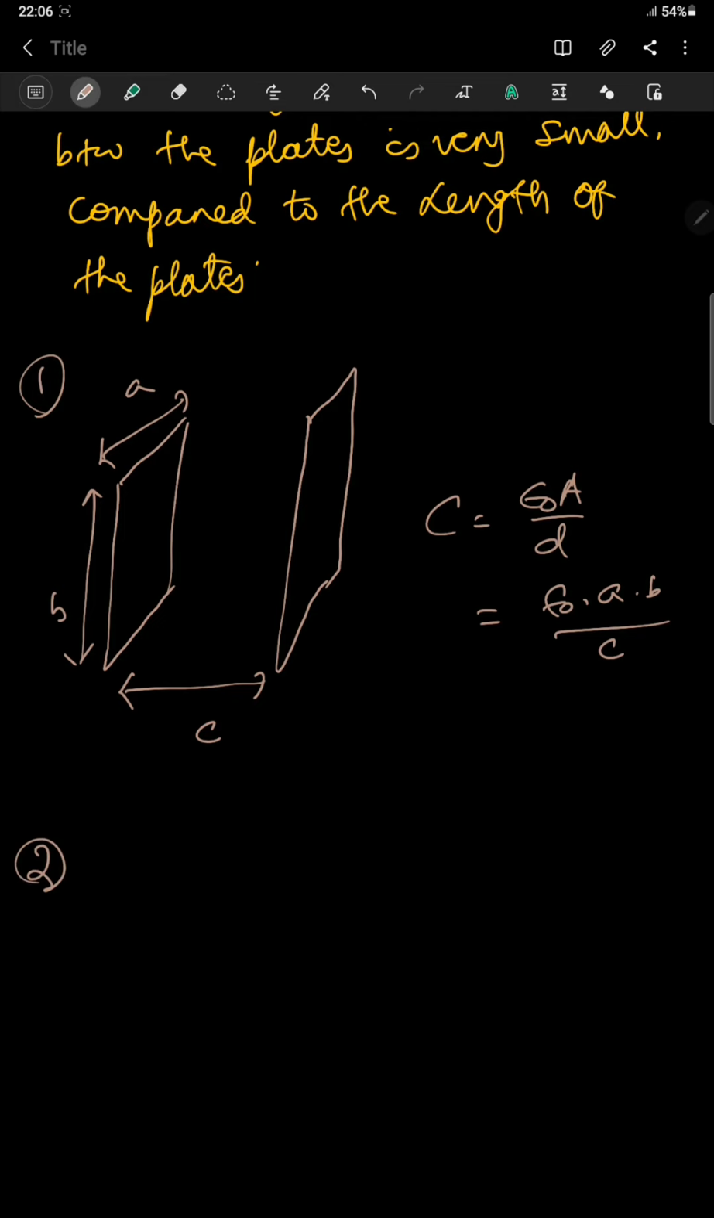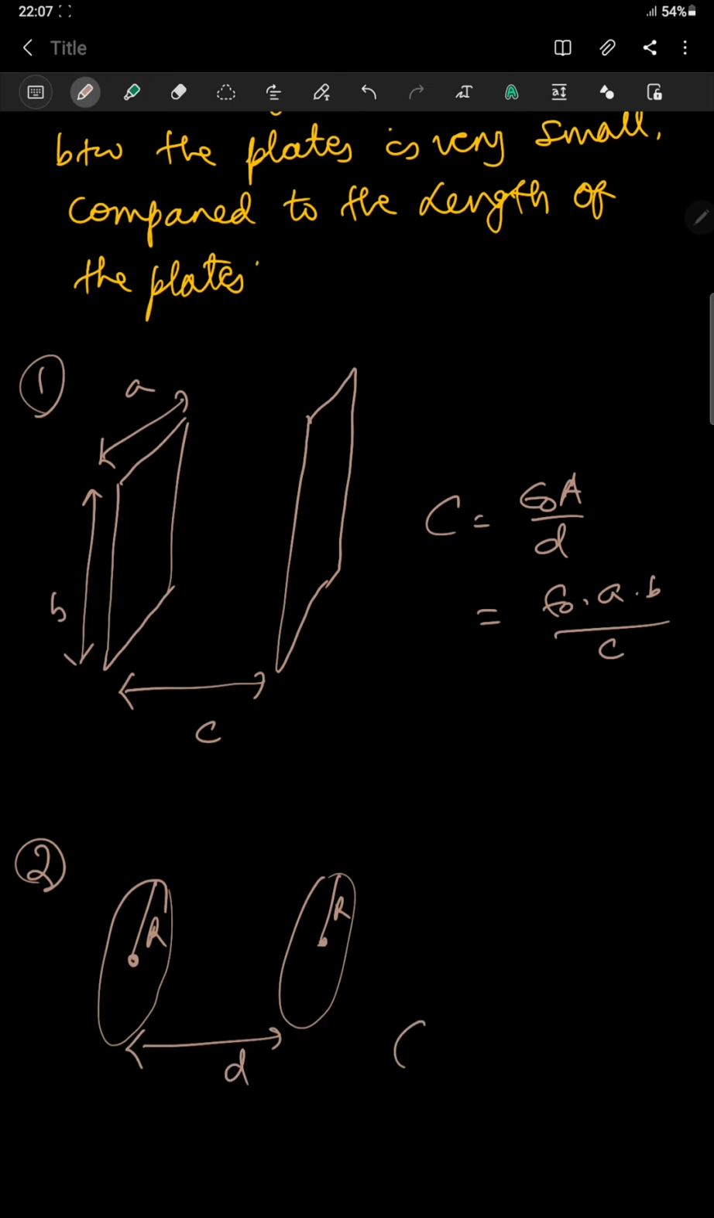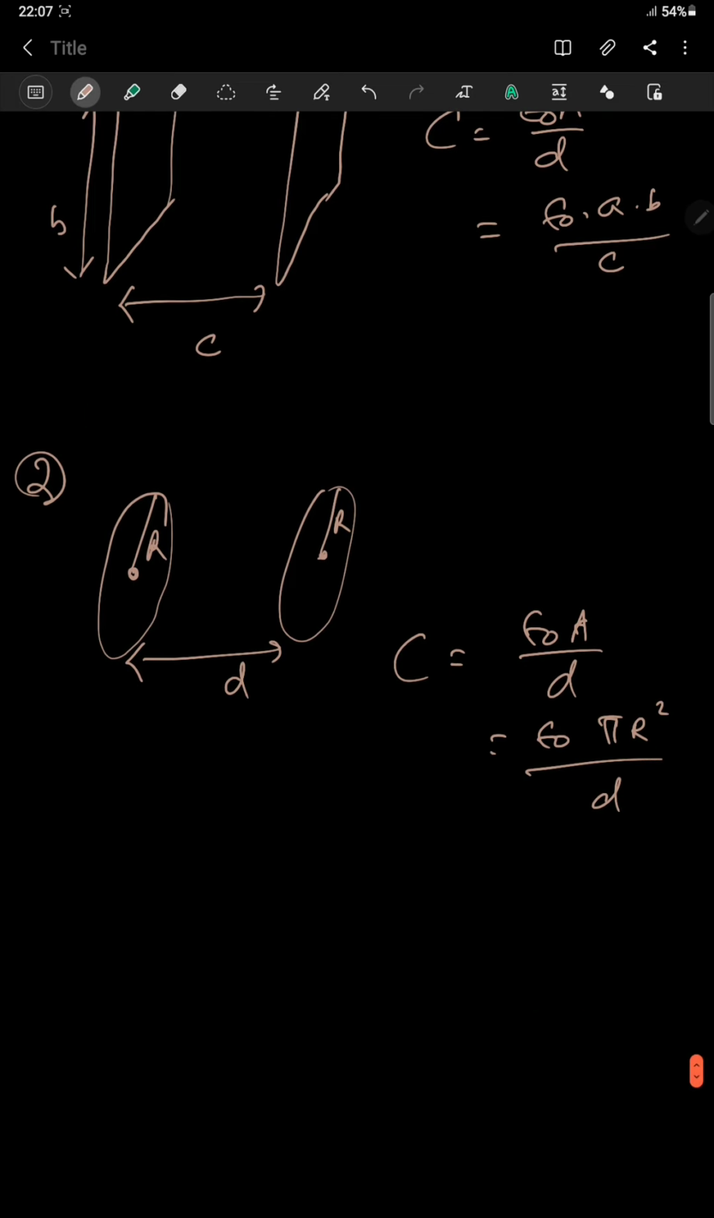The second common question is, suppose I have got two circular plates of radius r. The distance between them is d. Then what will be the capacitance? Epsilon naught A by D. And what will be the area? Area is pi r square, divided by d. So this will be your capacitance.